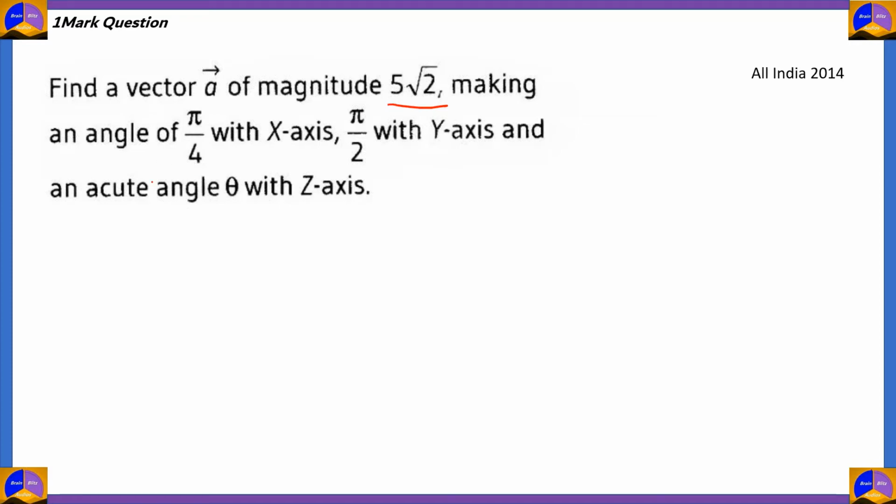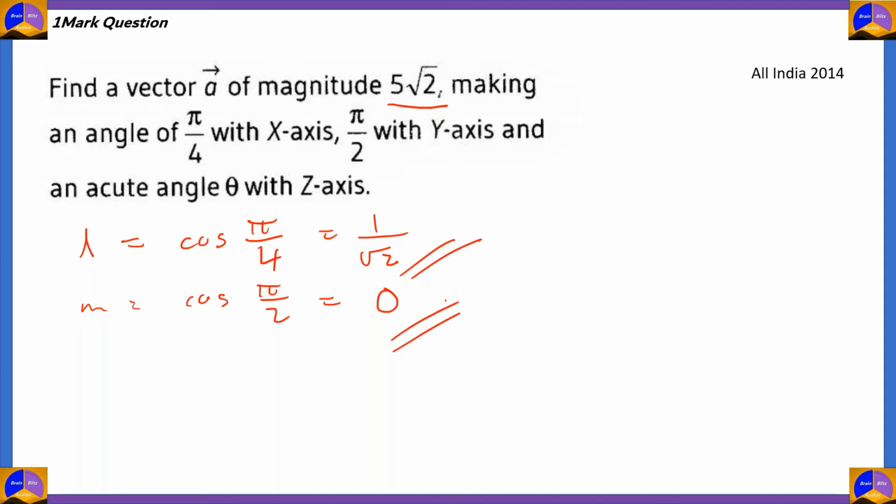So pi by 4 with the x-axis means that the direction cosine L will be cos of pi by 4, that is 1 by root 2. And m will be cos of pi by 2. Cos pi by 2 is cos 90, which is 0. So we have two of the direction cosines due to the angle that we found. Now let's consider n as cos of theta, and we need to find the value of n.